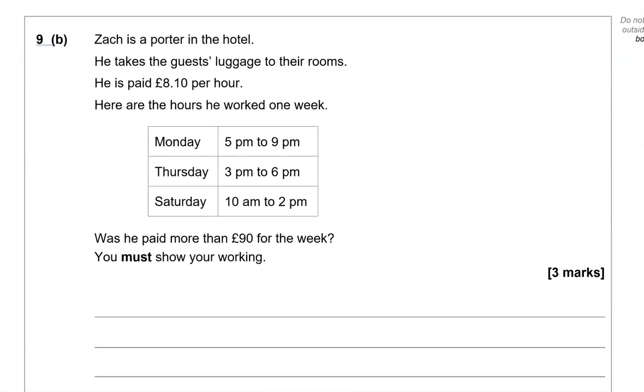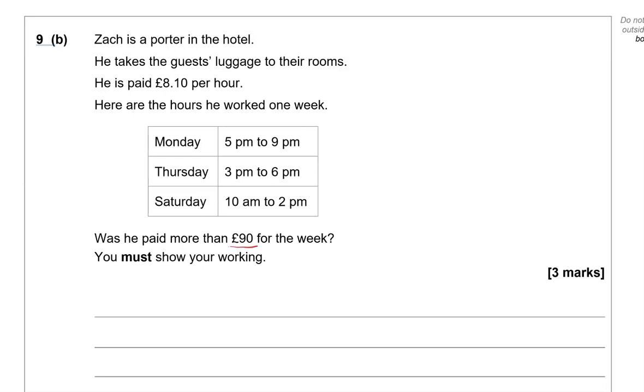Zach is a porter in the hotel. He takes the guest luggage to their rooms. He is paid £8.10 per hour. Here are the hours he worked one week. Monday 5 p.m. to 9 p.m., Thursday 3 p.m. to 6 p.m., Saturday 10 a.m. to 2 p.m. Was he paid more than £90 for the whole week? You must show your working.